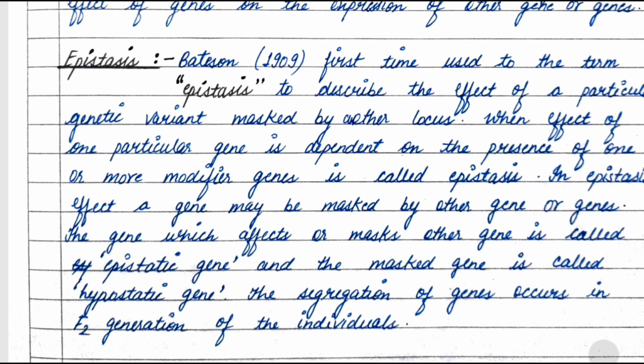Epistasis ये टर्म बैटसन ने 1909 में दिया था, जो डिस्क्राइब करता है द इफेक्ट ऑफ पर्टिकुलर जेनेटिक वेरिएंट मास्क्ड बाय अदर लोकस. इसमें क्या होता है, वन पर्टिकुलर जीन होता है वो डिपेंड होता है वन और मोर मॉडिफायर जीन्स पे, उसको एपिस्टेसिस बोलते हैं. In epistasis, effect of a gene may be masked by another gene or genes. The gene which affects or masks another gene, ऐसे जीन जो इफेक्ट करते हैं और अदर जीन को मास्क करते हैं उनको एपिस्टेटिक जीन बोलते हैं, and the masked gene is called hypostatic gene.